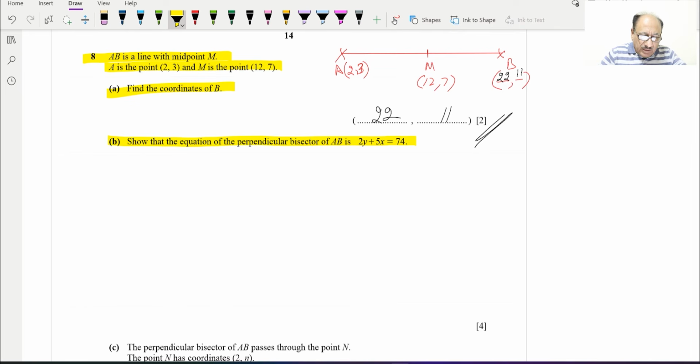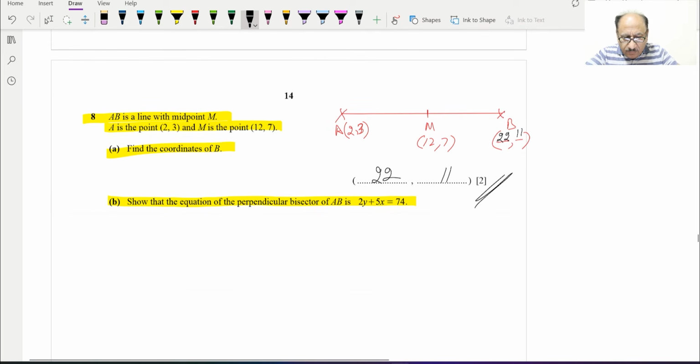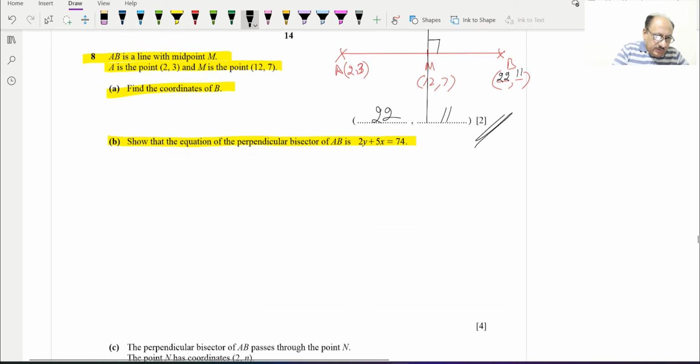For the perpendicular bisector, we require the gradient and a point to draw the line. Basically I'll explain. This is the perpendicular bisector and it makes an angle of 90 degrees. So we find the gradient of AB using the gradient formula: y2 minus y1, so 11 minus 3, over x2 minus x1, 22 minus 2, which is equal to 8 by 20, which is equal to 2 by 5.